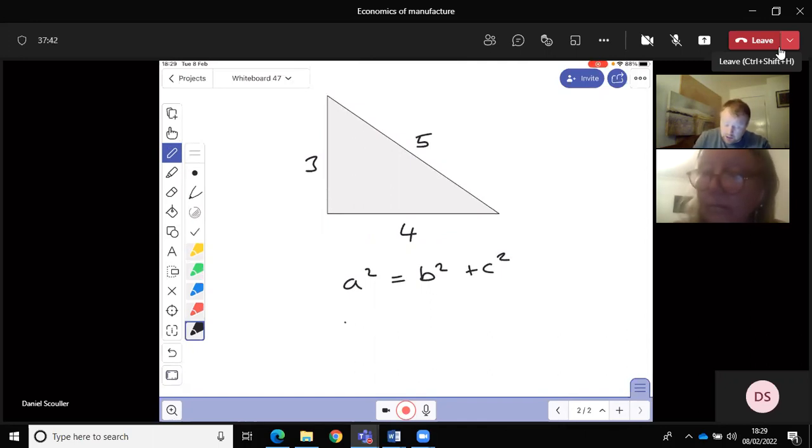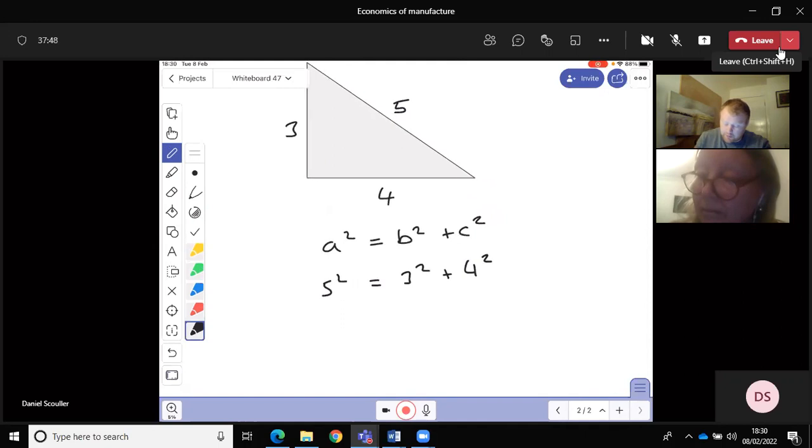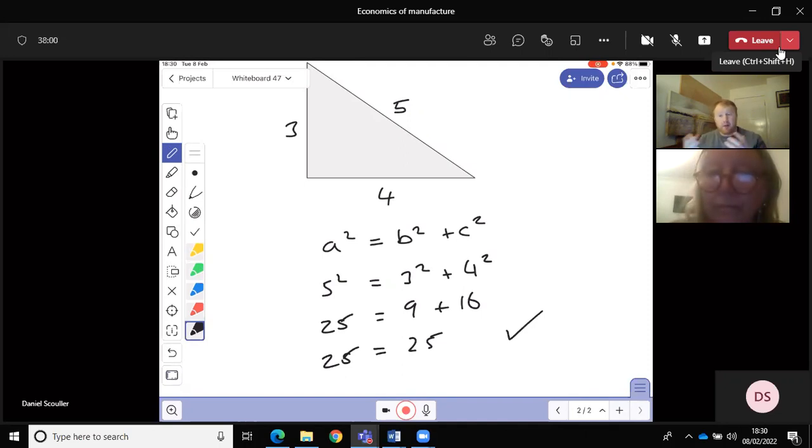So in this case, it'll be 5 squared equal to 3 squared plus 4 squared. Okay, 5 squared is 25, 3 squared is 9 plus 16. 25 equals 25, which is correct. So that proves that's a right angle. If that wasn't a right angle, then those numbers wouldn't add up to that. It wouldn't equal that.